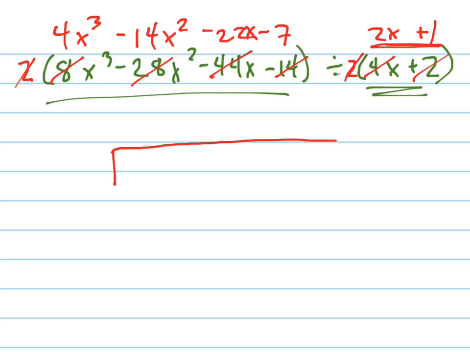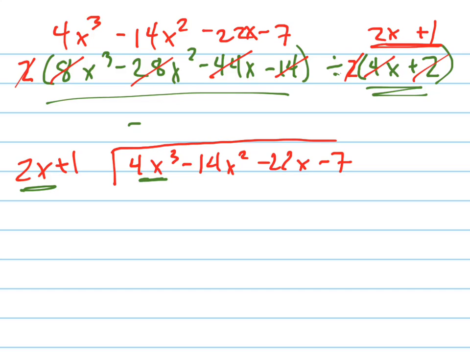I'm just trying to think if there's another way to do this. If I take a 2 out, it's not going to work to do anything else. So I'm going to put a 2x plus 1 on the outside, and 4x cubed minus 14x squared minus 22x minus 7 on the inside. So here's the process. I'll do it quickly. I have other videos on my website. That divided by that goes here, which is 2x squared.